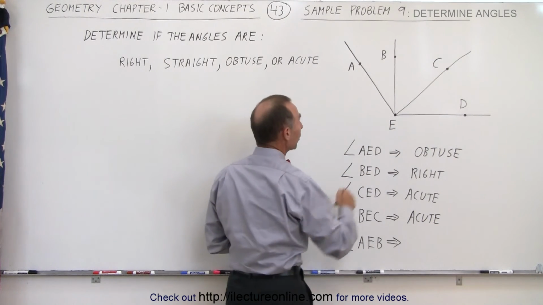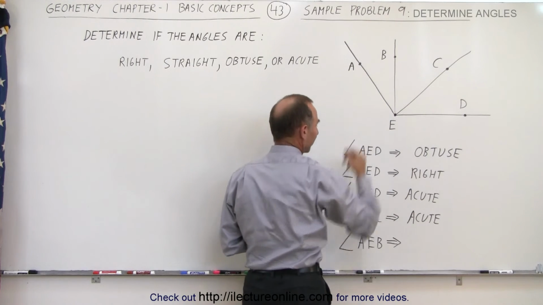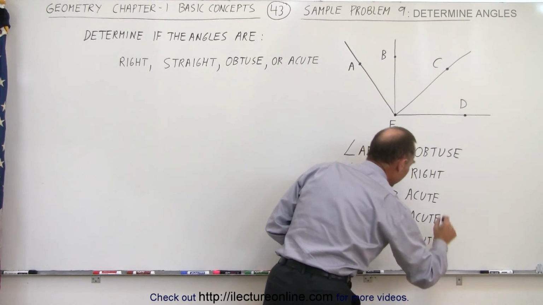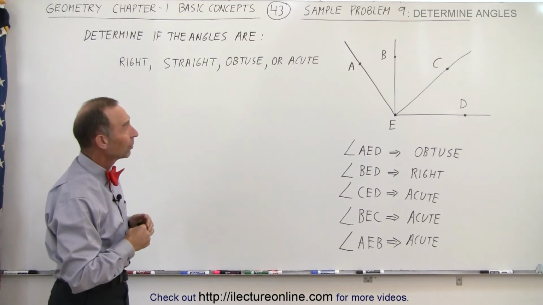And finally, we go from A to E to B. Again, that angle is less than 90 degrees, so that is also an acute angle. And so that's how we can tell the difference. That's how we know which angle we're dealing with.